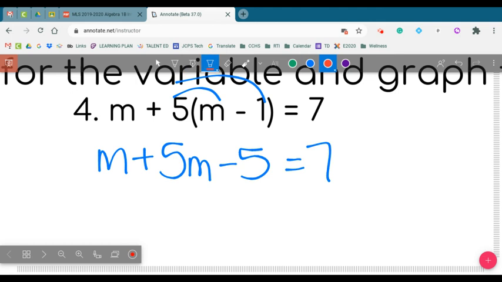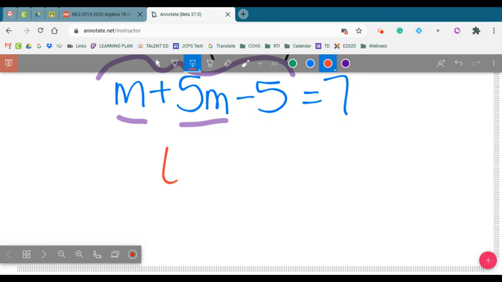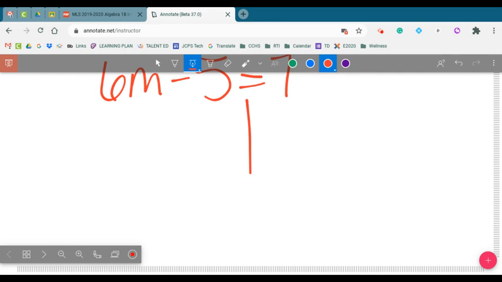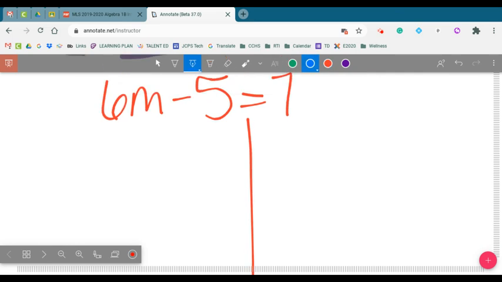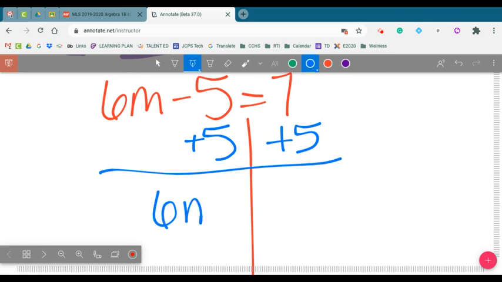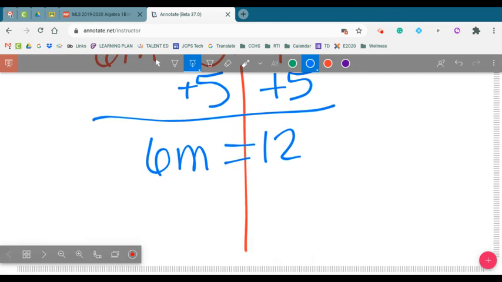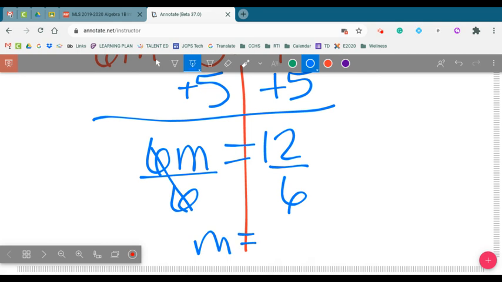Now, next step, is there any terms to combine? Is there anything to combine on this side? Yes, there's an m and a 5m. We're going to add those together. We're going to get 6m minus 5 equals 7, and then we solve it. So we're going to add 5 to both sides, because we want to undo our addition and subtraction first. We get 6m equals 12, because 7 plus 5 is 12. Then to get m by itself, we have to divide out the 6. So we get m equals 12 divided by 6 is going to give you 2.